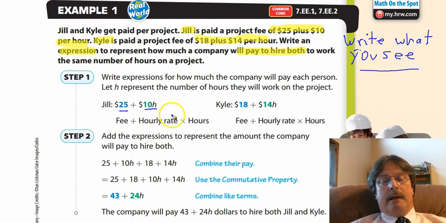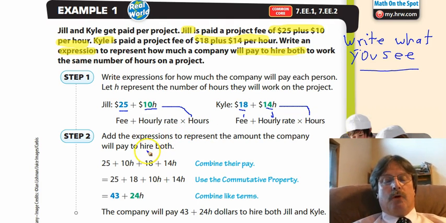So, well, the H is for hours right here. And then the $10 is the hourly rate. And we do the same thing for Kyle. So there's a fee that Kyle has. And then the hourly rate is $14 for every hour that he works. So then the H is over here. So I write what you see.